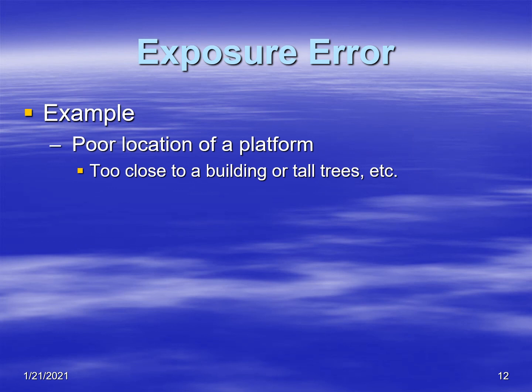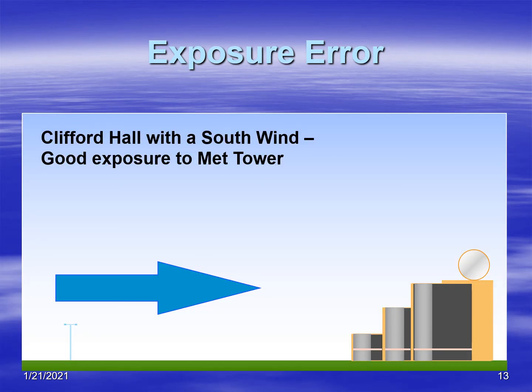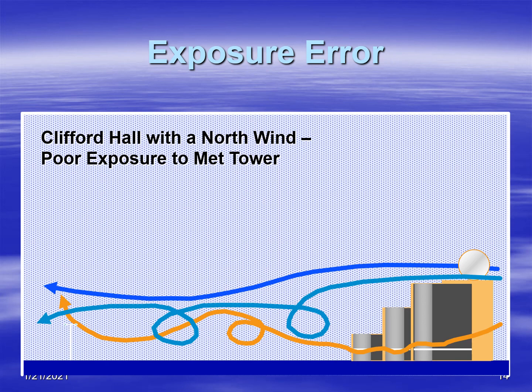Another example is if you have an instrument that is close to a building, it may be influenced by the building itself or tall trees or other things like that. An example of this is an anemometer. We had at one time a weather station in the parking lot of Clifford Hall, but with the winds out of the south, you got a good measurement of wind speed. But when the winds are out of the north, you got a lot of turbulence and a lot of fluctuation over the anemometer, so you're really not measuring the steady state wind.